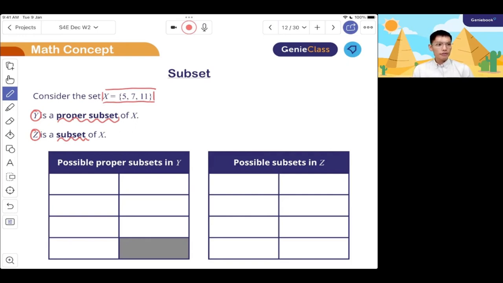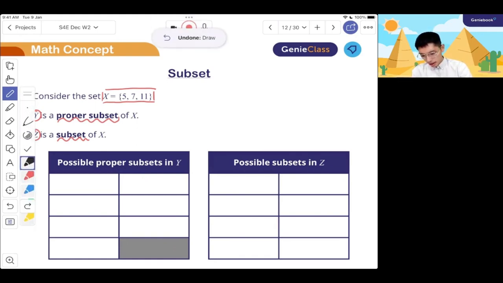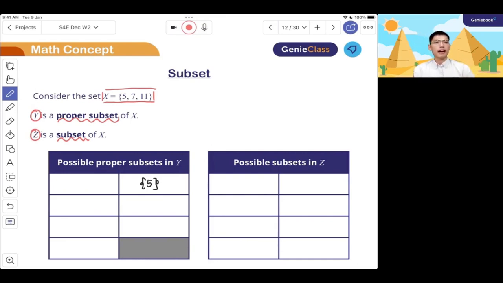Okay, that's correct, Fion. Anybody else wants to try? What is a proper subset of X in this case? Okay, so Fion actually gave me an answer. This is one of them. So a single element of 5 is a proper subset. Okay, what else can I have?